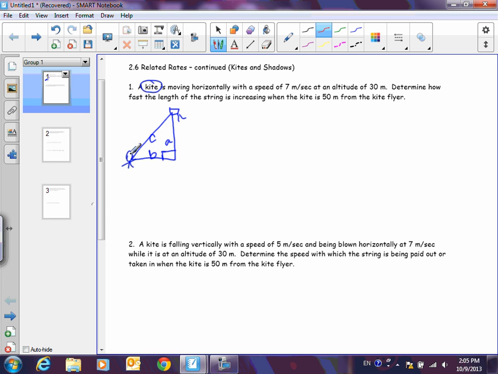So, were there any sides of the triangle that they gave us? They gave us A, right? What's A? 30 meters. And they gave you that this is like our when statement: when the kite is 50 meters from the kite flyer. Now, if they don't say 50 meters vertically or 50 meters horizontally, what they're talking about is the length of the actual string. Like truly, how far is the kite from the person? So some students like to think that's the ground distance. They'll say, how far horizontally, or what's the ground distance, if that's what they mean.